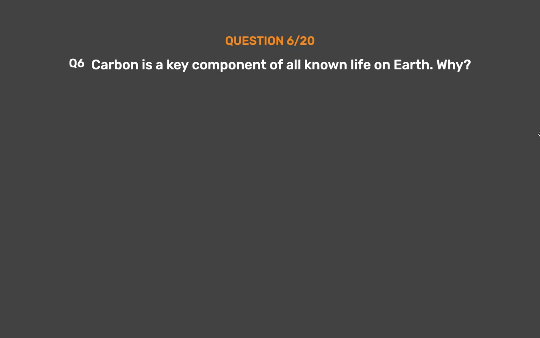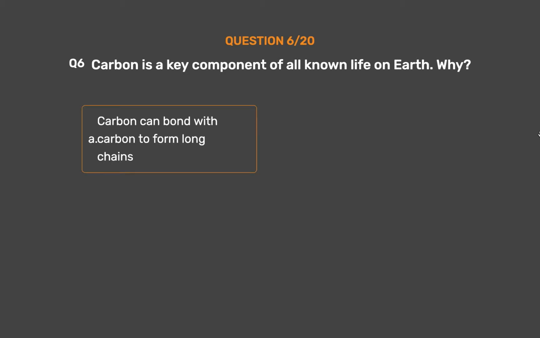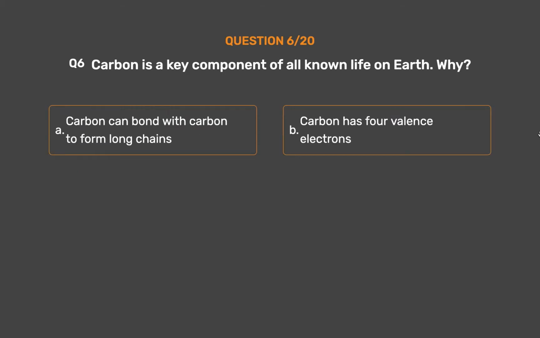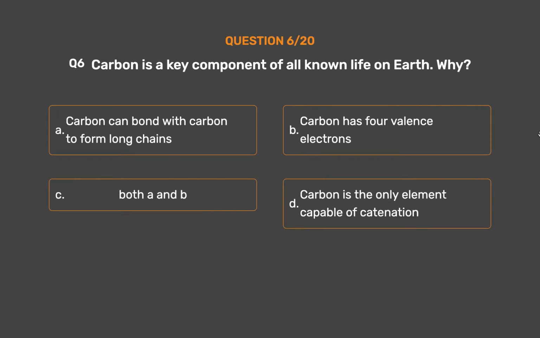Question number 6. Carbon is a key component of all known life on Earth. Why? Option A. Carbon can bond with carbon to form long chains. Option B. Carbon has 4 valence electrons. Option C. Both A and B. Option D. Carbon is the only element capable of catenation.